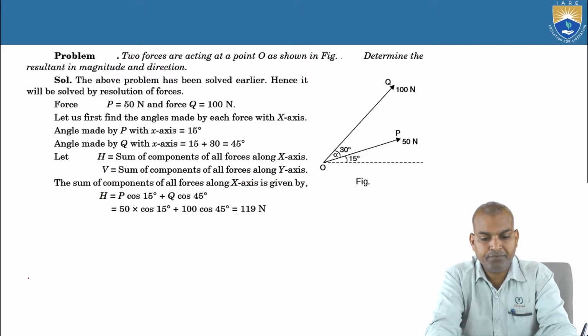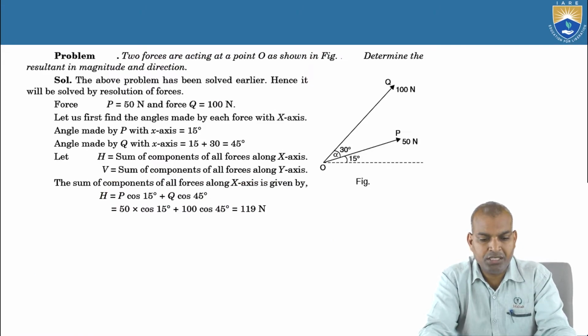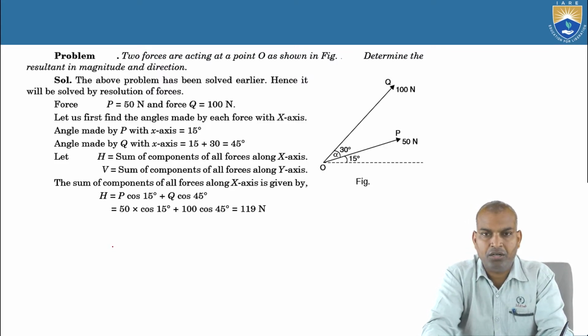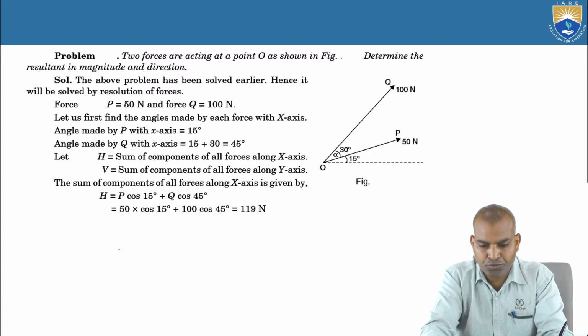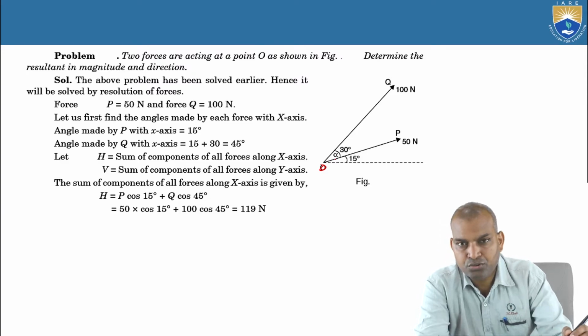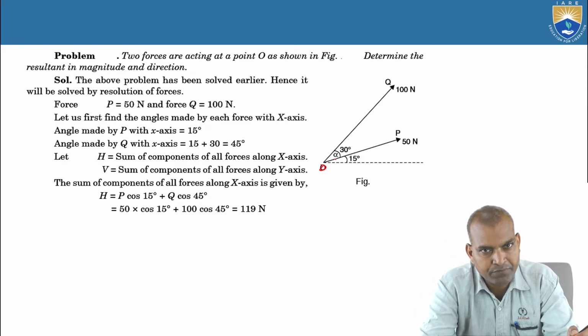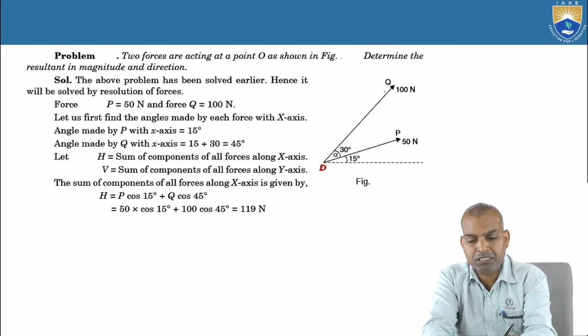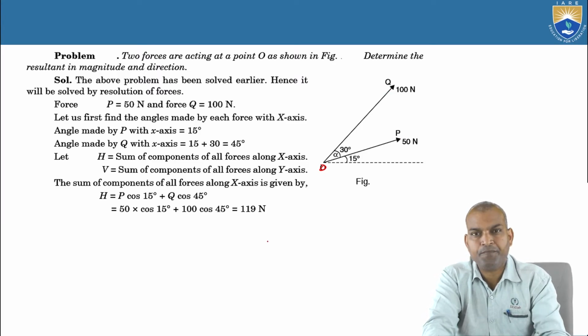Now how to apply this triangle of forces in order to find out the resultant force. Here let us start the problem. Two forces are acting at a point O as shown in the figure. The force P and force Q are acting. Force P equal to 50 newtons, force Q equal to 100 newtons.